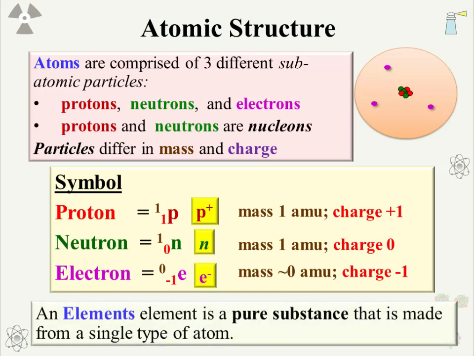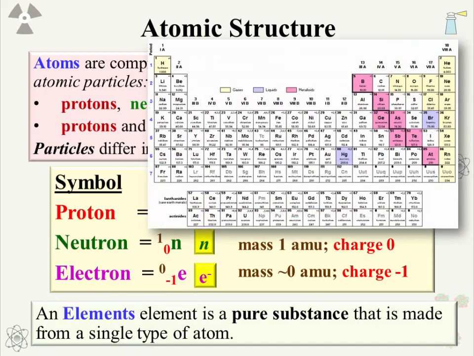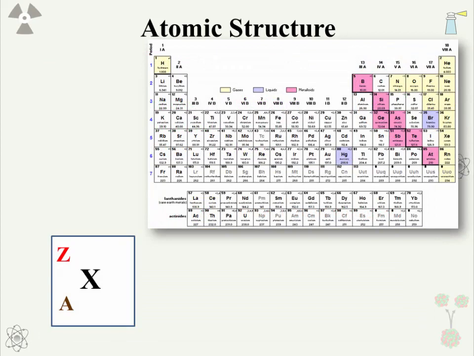An element is a pure substance that is made up of only a single type of atom. The periodic table holds the elements in place. It is the number of protons in the element. A closer look at the construction of the element symbol in the table brings up important terminology that we will be using when we deal with nuclear equations.